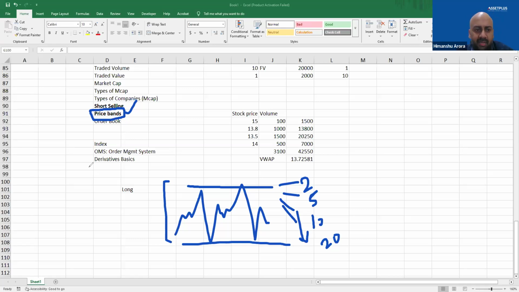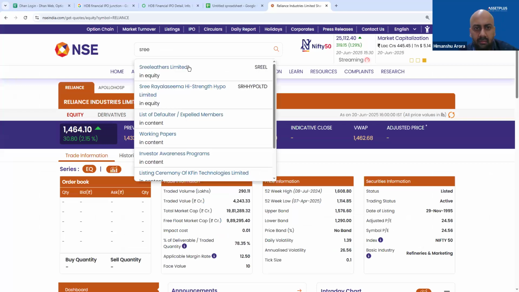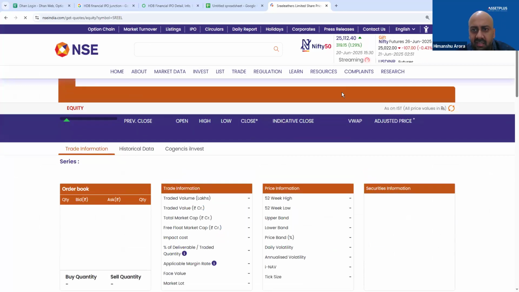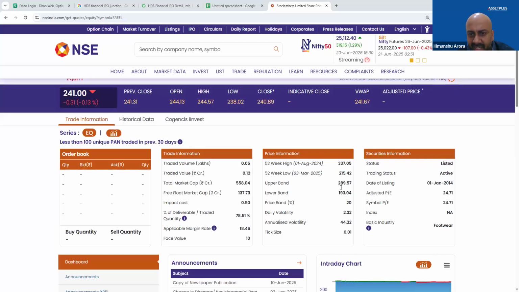Let me show you through an example here. Reliance is a FNO stock. Sri Leather is a non-FNO stock. You see the price band is 20%, out of 2, 5, 10, and 20, which means if yesterday's closing price was 240.89, the stock can go up to 289.57 today or down to 193.04 today.